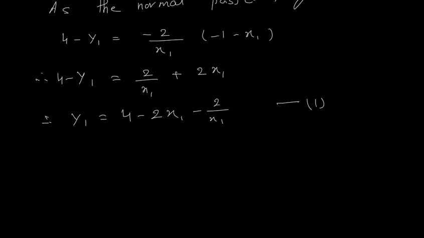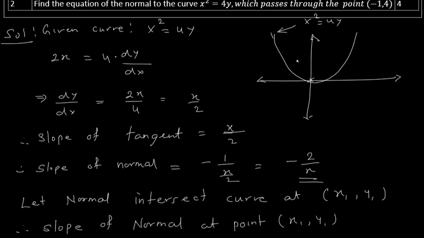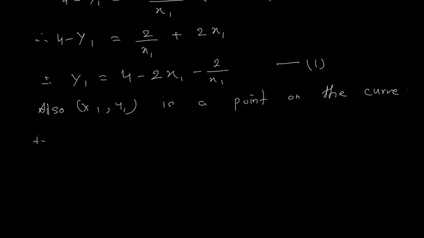Also, x1 comma y1 is a point on the curve. So therefore I can say that the equation of the curve is x square is equal to 4y, therefore I have x1 square is equal to 4y1. Therefore I will say that this y1 is equal to x1 square upon 4. This is our second equation.